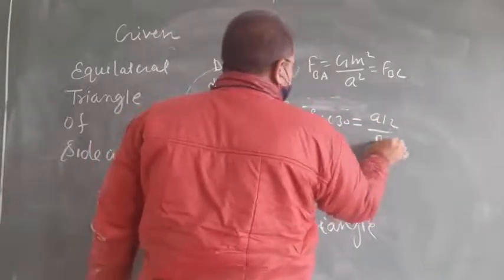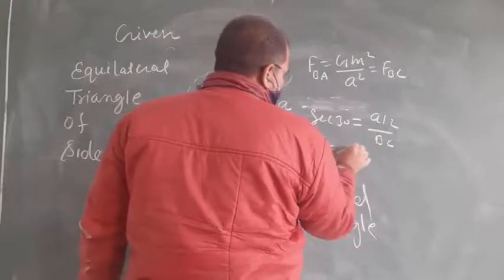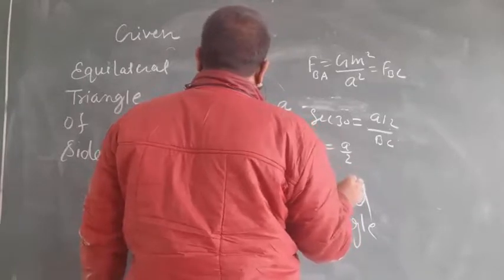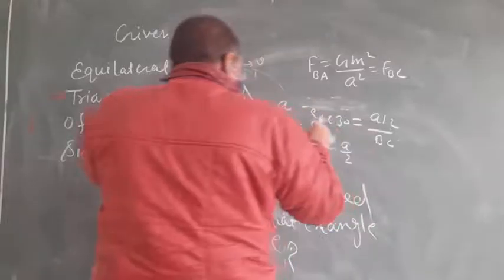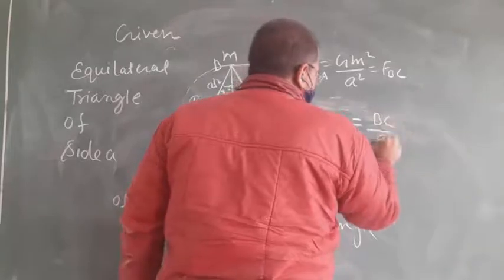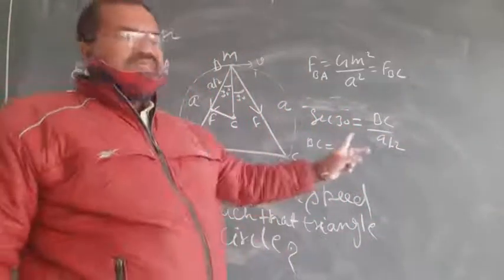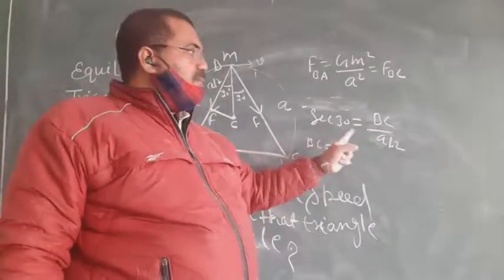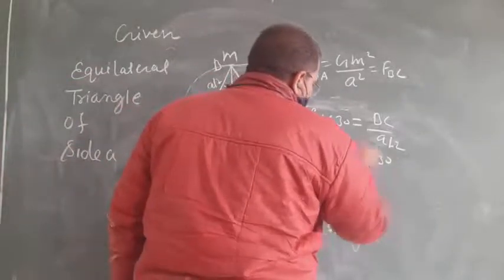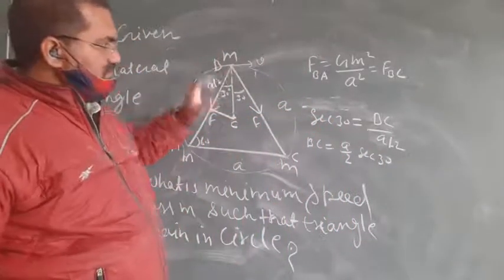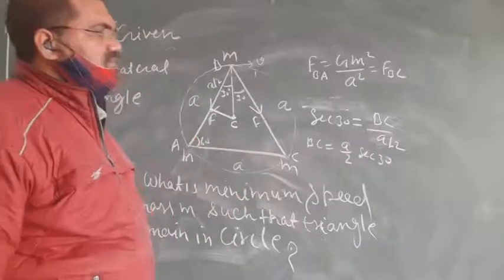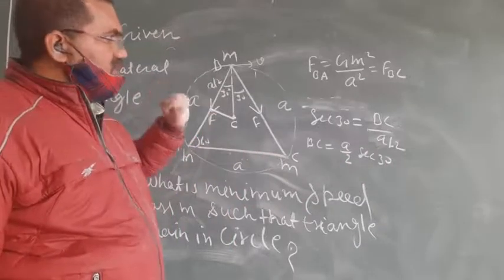Say BC. So BC equal to A by 2 sec 30. Cos theta equal to base upon hypotenuse. So sec theta will be hypotenuse upon base. So BC will be A by 2 sec theta. So this is the radius. This is the radius, A by 2 sec 30.